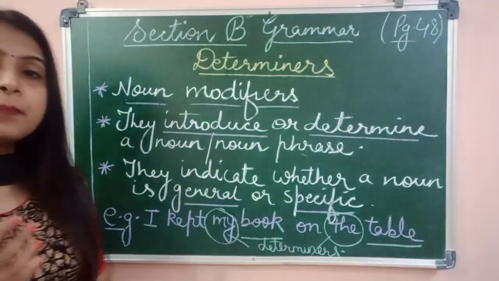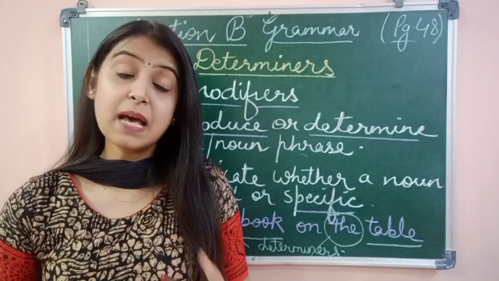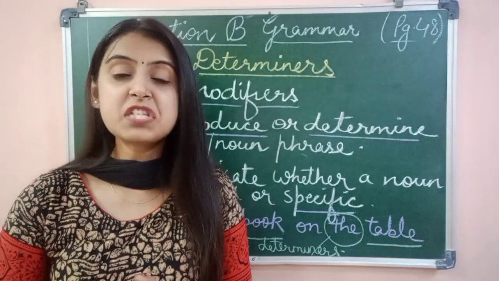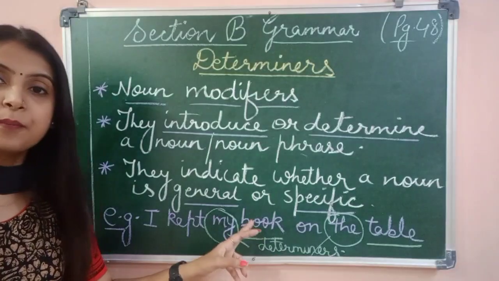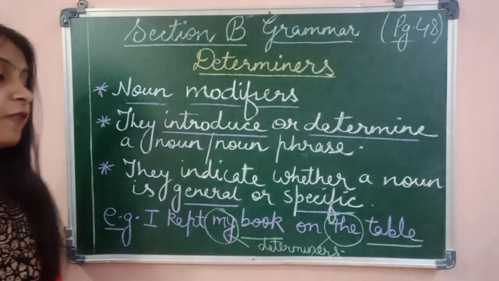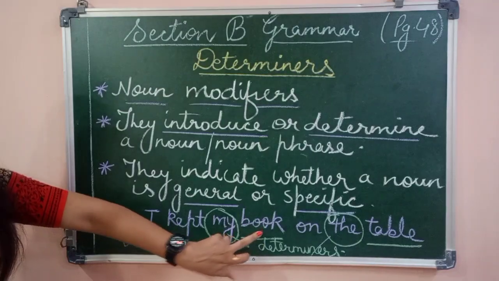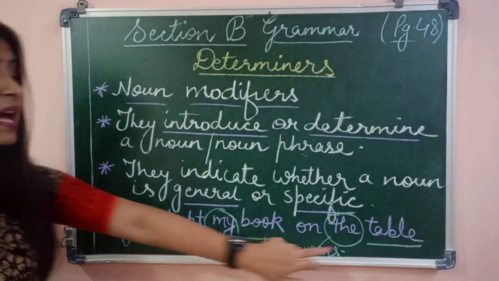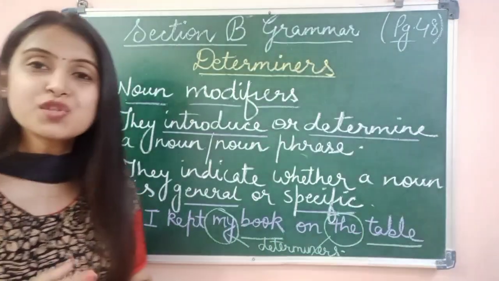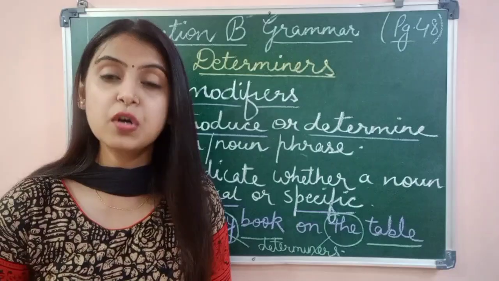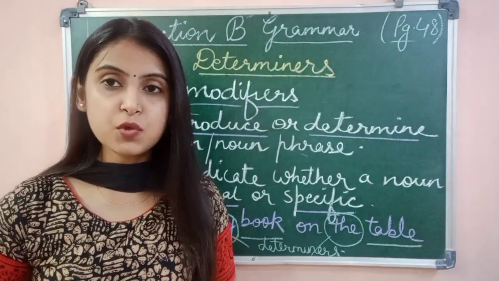Fine. Now, an important point here to note is that most of the times, determiners are placed before the nouns. Okay, before the nouns or the noun phrase. Now, for example, here you see that before the book, the determiner my is used, and before the noun table, determiner the is used. So generally, we use determiners before the noun or a noun phrase. I hope it is clear to everyone.